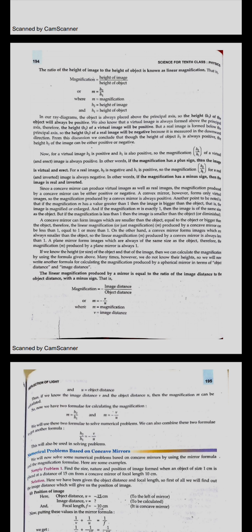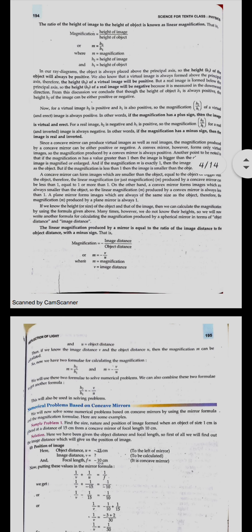So here the magnification can be given by a formula, that is the ratio of the height of the image to the height of the object, that is h2 upon h1. And we know that the real image distance is kept in the positive direction, that is at the right side, and the negative direction is kept at the left side. But here the height is taken, so height in the upward direction will be positive and in the downward direction will be negative.